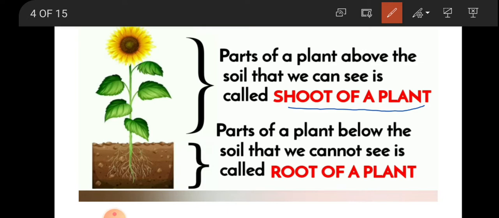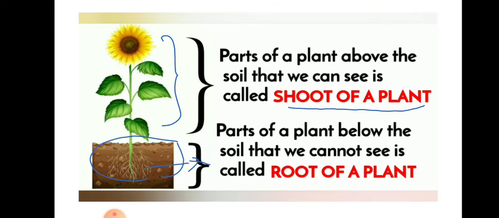और ये जो part है, this is the shoot. Now this part of the plant which is below the soil, which we cannot see, is called the root of the plant. The root is a very important part of the plant. Okay? Now let us proceed.